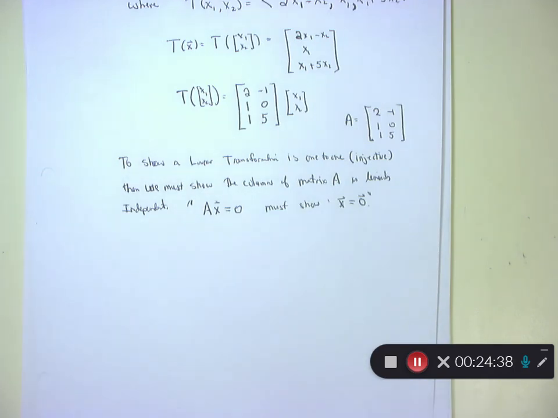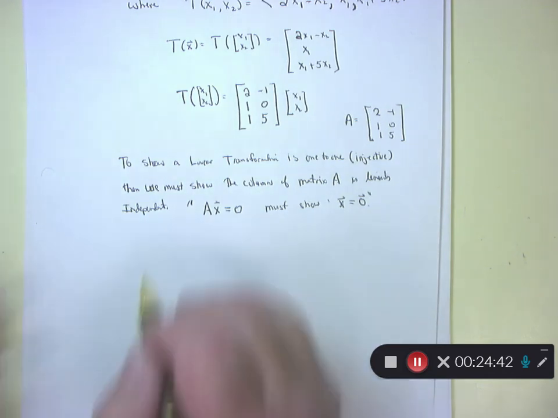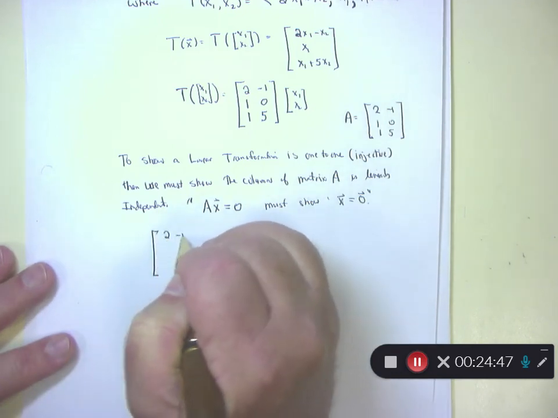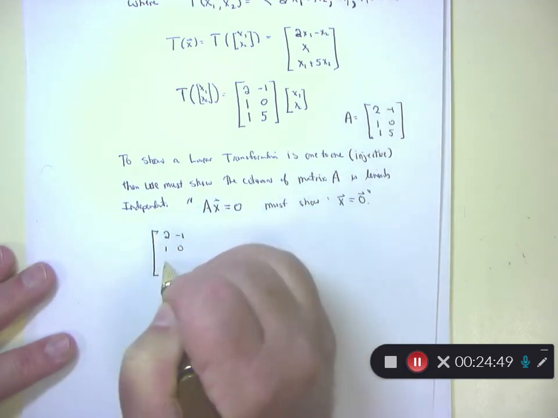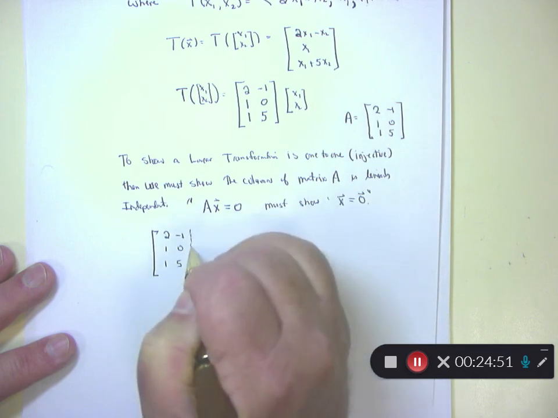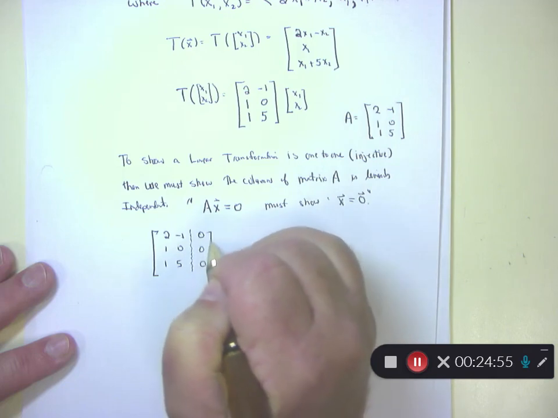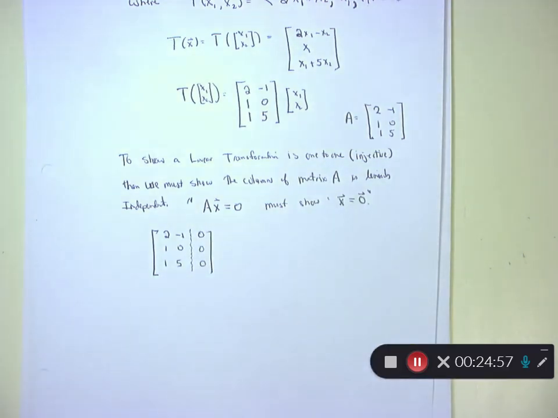So how do I show a matrix times a vector equals 0? I want to solve for the vector here. What am I going to do? Augment my matrix. So what I'm going to do here is this. Okay? 2, -1, 1, 0, 1, 5. I'm going to augment it with what I'm setting equal to, which is the 0 vector, which in this case would be the 0, 0, 0 vector. You with me?